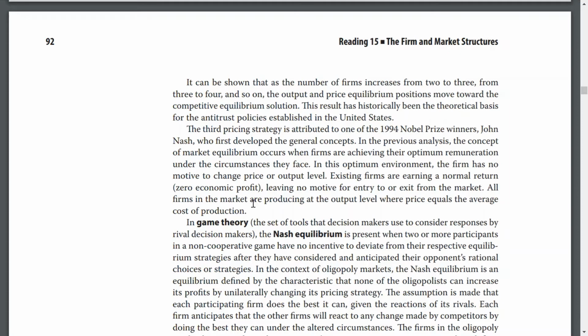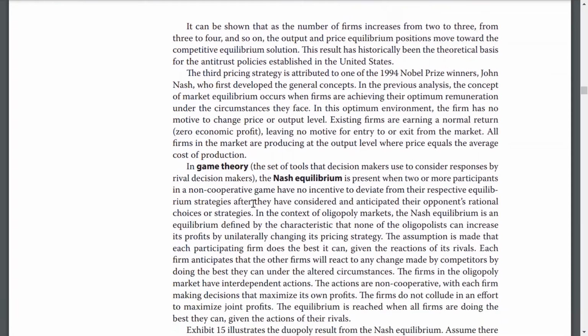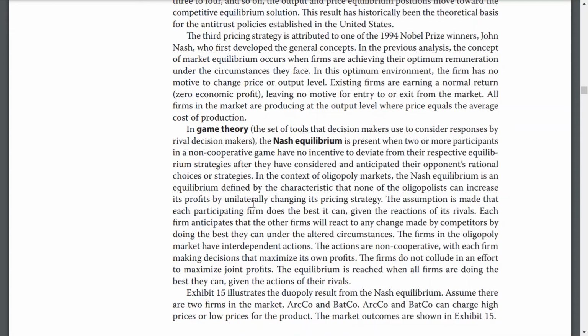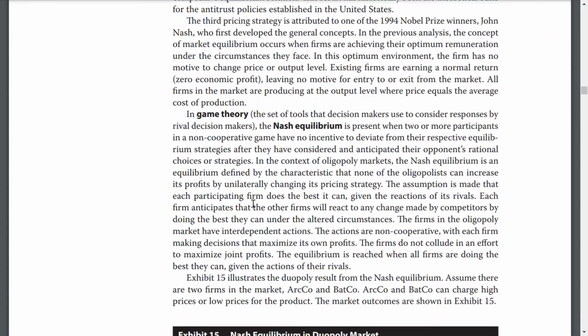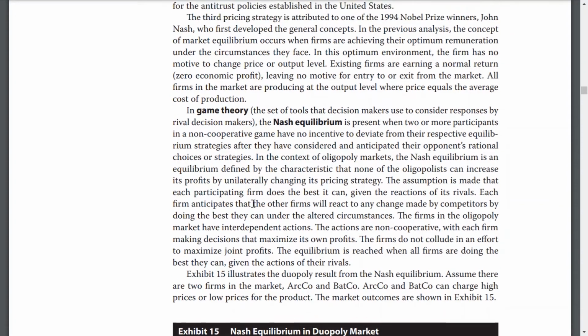Market equilibrium occurs when firms are achieving their optimal remuneration under the circumstances they face. In the optimal environment, the firm has no motive to change prices or output levels. Existing firms are earning a maximum return, zero economic profit, leaving no motive for entry or exit from the market. All firms in the market are producing at the output level where price equals the average cost of production.